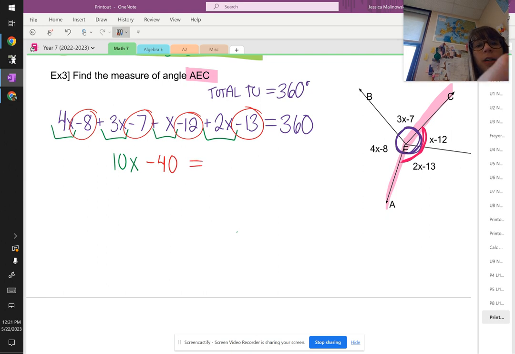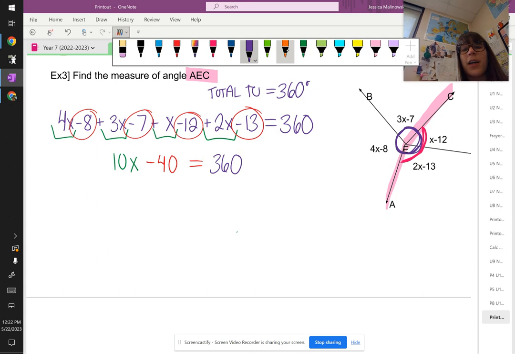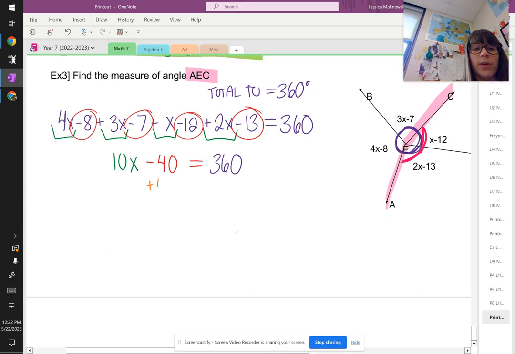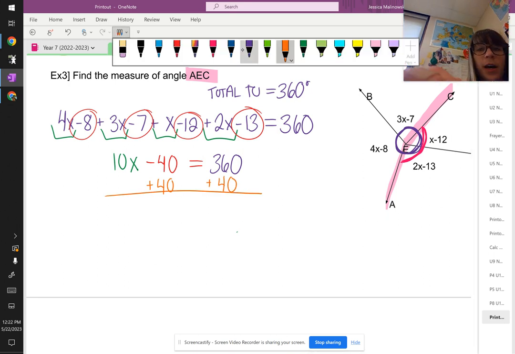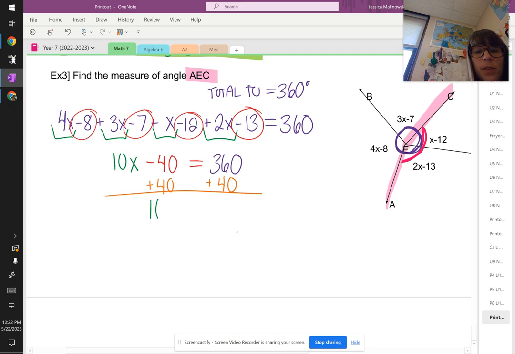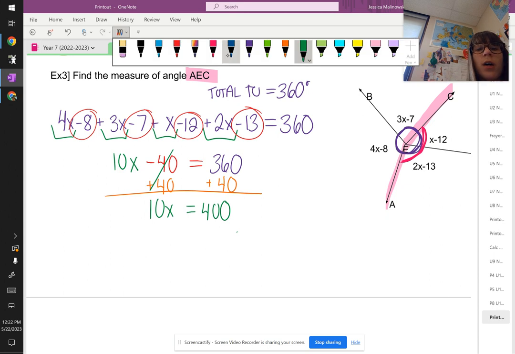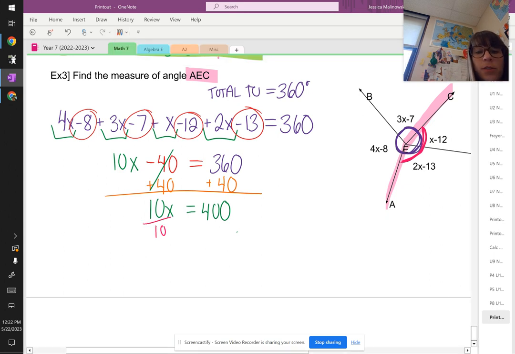And that whole thing is still set equal to 360 degrees. Now that I combine like terms, though, I have a much simpler two-step equation that we've been solving since December. Isolate that 10x by adding the 40 to both sides to get rid of it. 10x is equal to 400. Last step, everyone's favorite, divide both sides by 10 to get x is equal to 40.